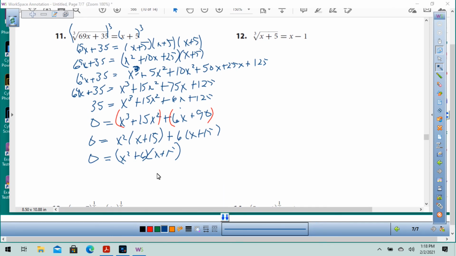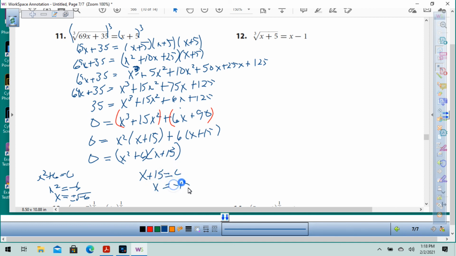All right. Now, think about it. If you put x squared plus 6 equals 0, x squared equals -6, so x equals plus or minus the square root of -6. That's imaginary, so that's not going to work. X plus 15 equals 0, so x equals -15. All right, that works. The only solution is x equals -15.